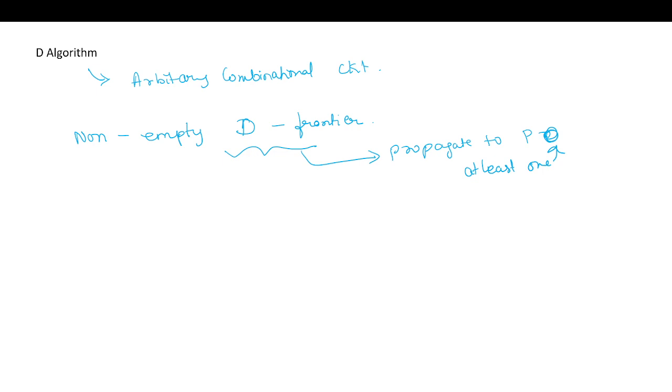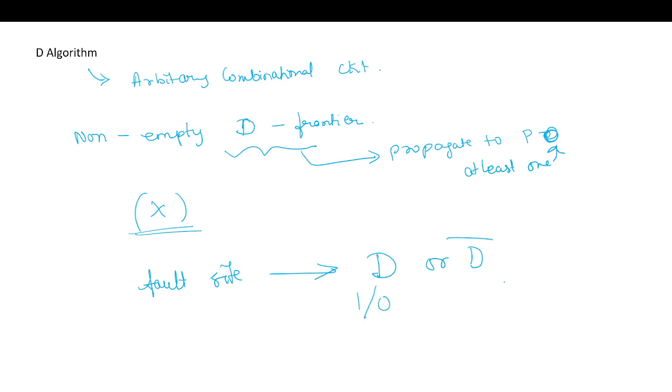Initially all the circuit nodes are at the don't care value, like unknown value, as we have seen already, and at the fault site we will place either D or D bar. These are the two possible values for a fault effect. Because of this only we came to a 5-value logic for a combinational circuit.